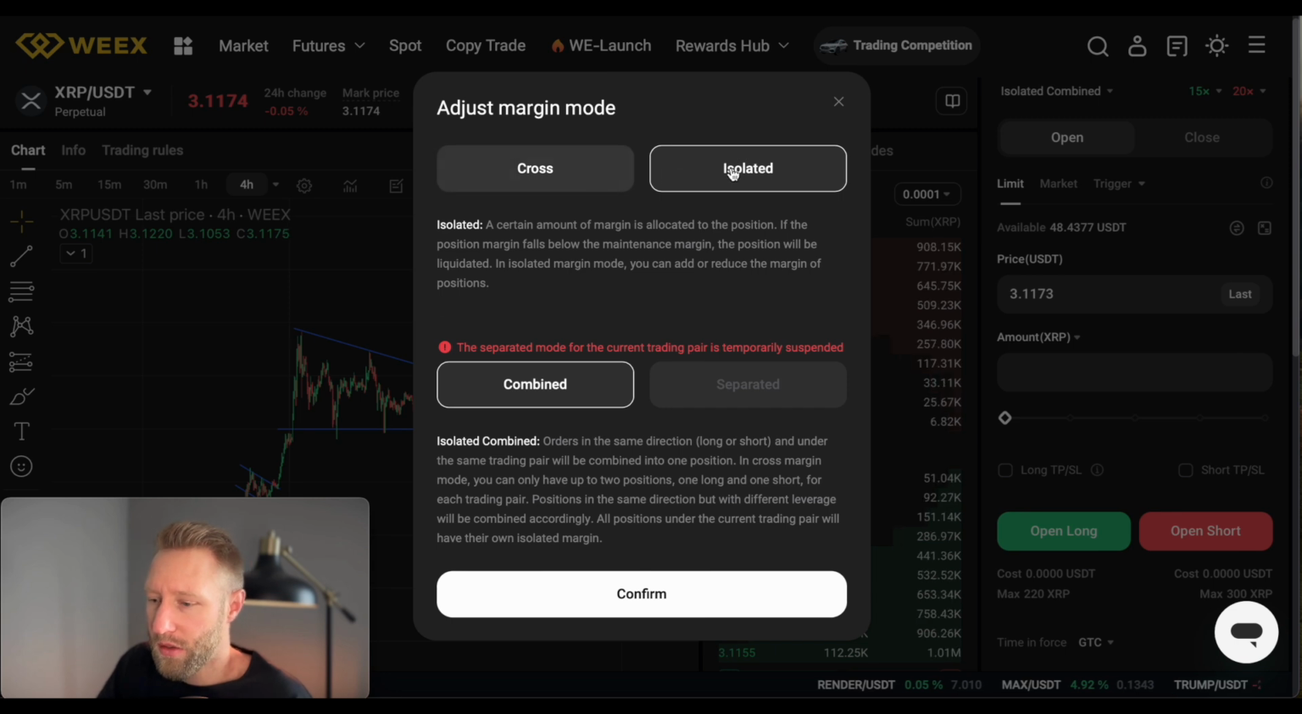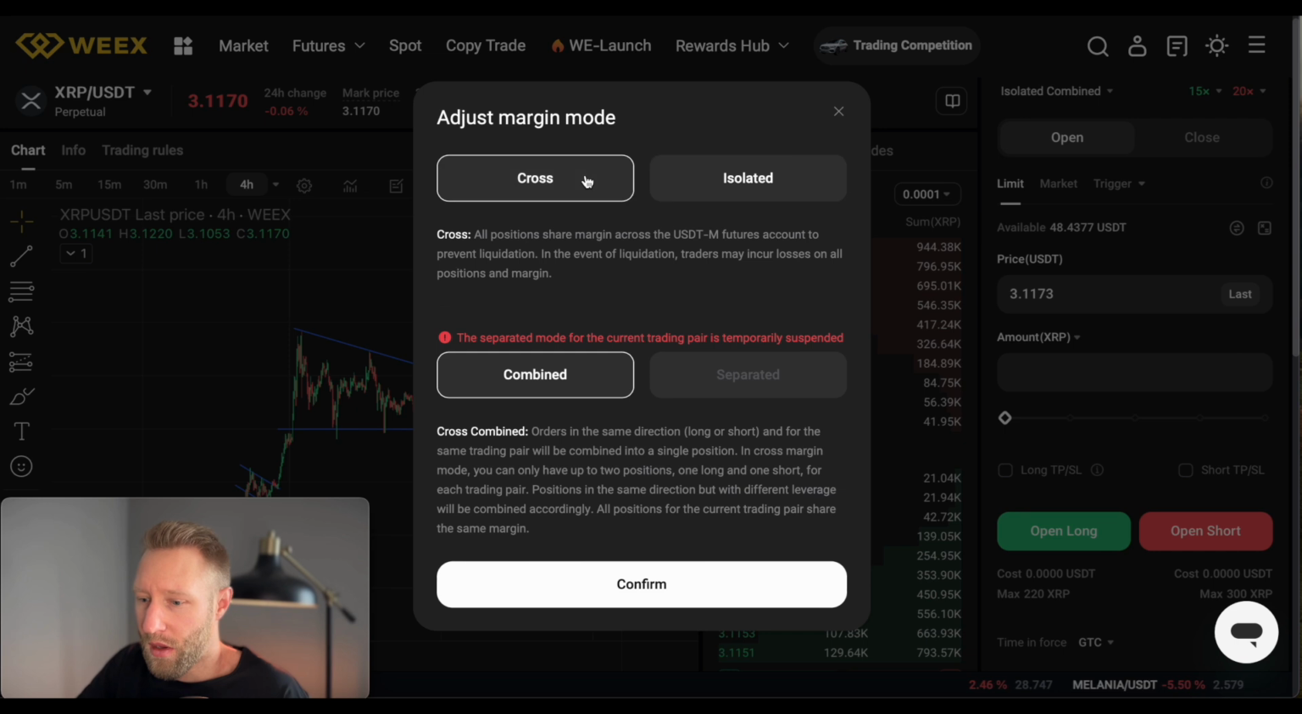There is cross and isolated margin. Isolated means that if the position falls below the liquidation price, that position will become liquidated. So if you put $50 on this position and it becomes liquidated, you will lose the $50. Whereas cross margin means that all positions share margin across the USDT futures account to prevent liquidation. In the event of liquidation, traders may incur losses on all positions and margin.